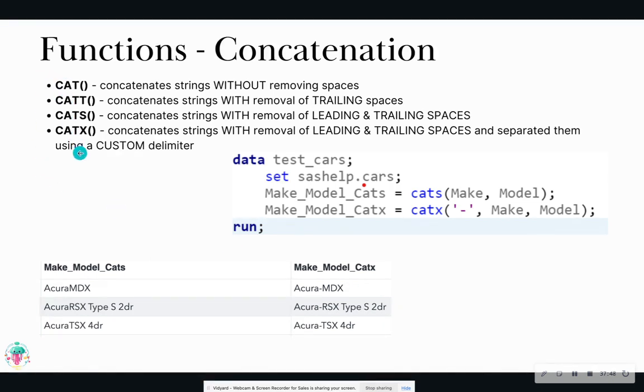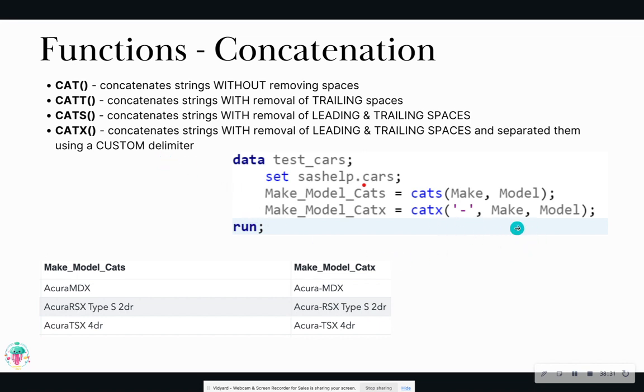So we have the cat functions, like meow, the cat. Cat itself is going to concatenate text without removing any space. CatT, the T stands for trailing, is going to concatenate things and remove any blank spaces. Because why keep the spaces? You're just taking up more space in memory. CatS is going to concatenate strings and remove both leading and trailing spaces. And CatX is the most popular one that I use a lot, where I'm going to combine strings, remove the spaces, and specify a custom delimiter to separate them.